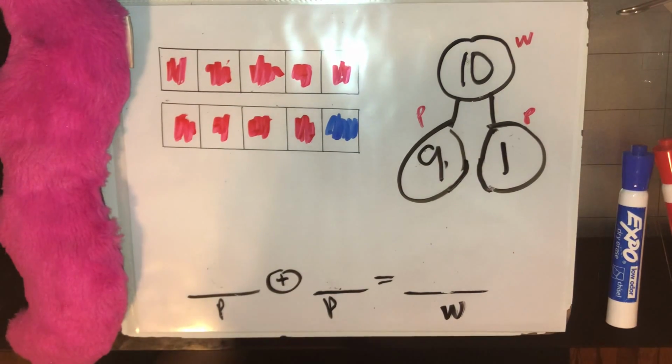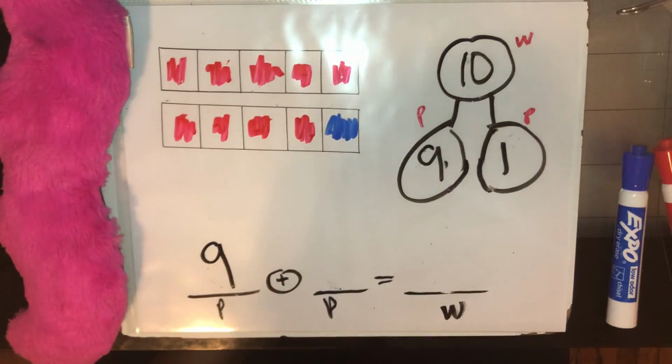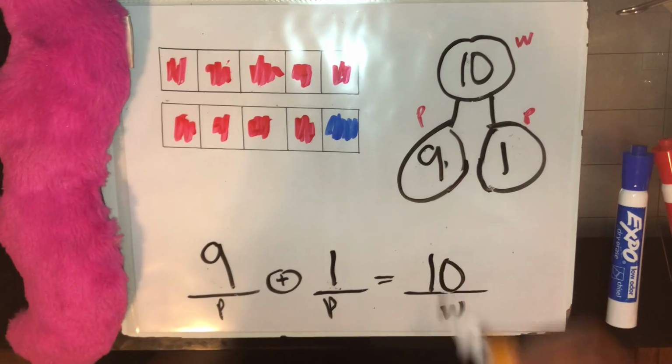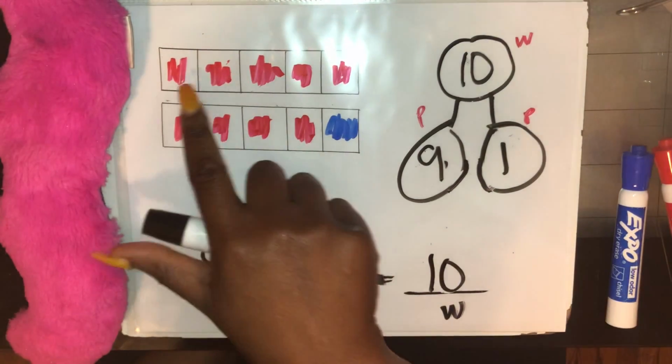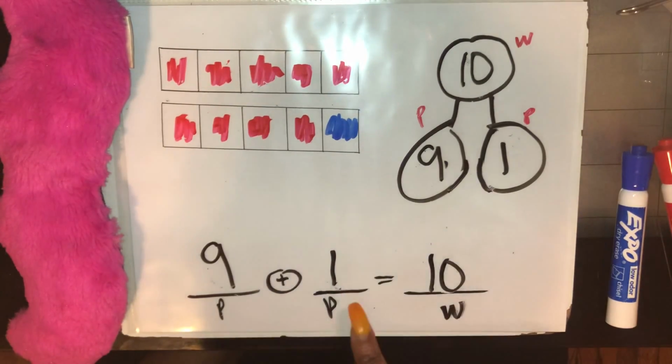Now let's do my equation. How many are red? 9 are red. How many are blue? 1 is blue. And how many do I have all together? 10. I have 10 all together. And I can count it because I have 1, 2, 3, 4, 5, 6, 7, 8, 9. 9 red and 1 blue equals 10 all together.